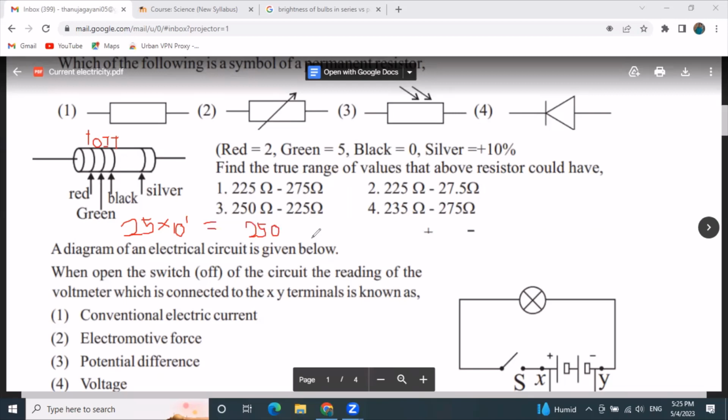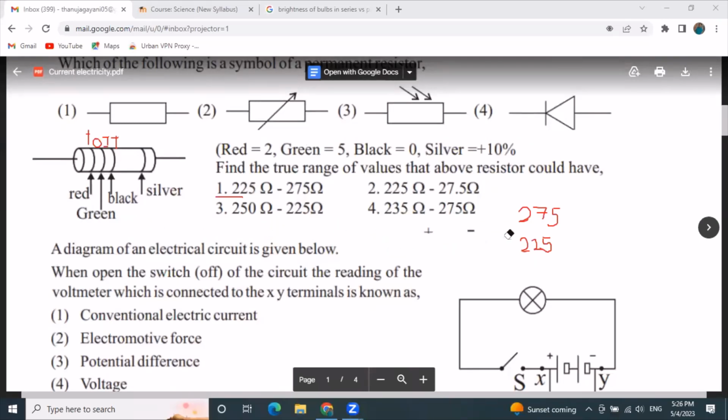Then the value of the fourth color band. Tolerance value is 10%. That means in this resistor the tolerance value is 25, that 10% of 250 is 25, plus or minus. So 250 plus 25 means 275, minus means 225. So the correct answer is the first one. Second one no. Third one no. The correct answer is the first one.